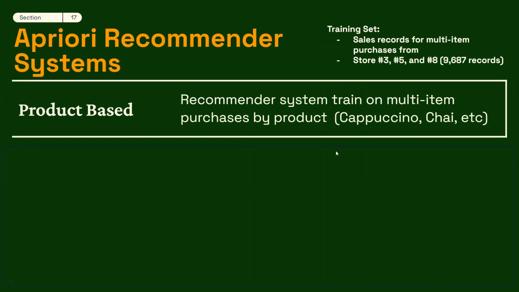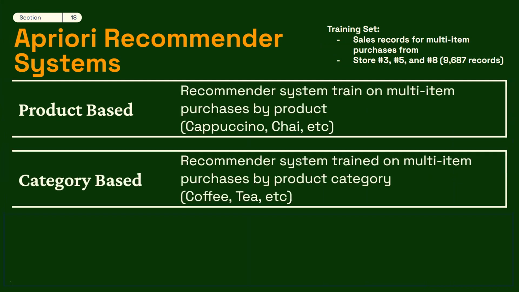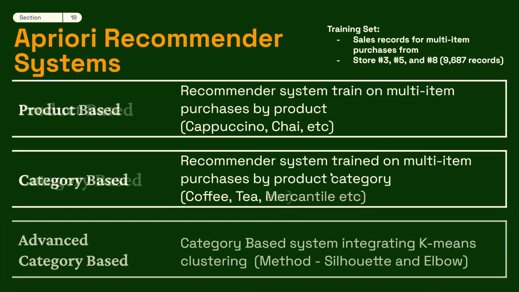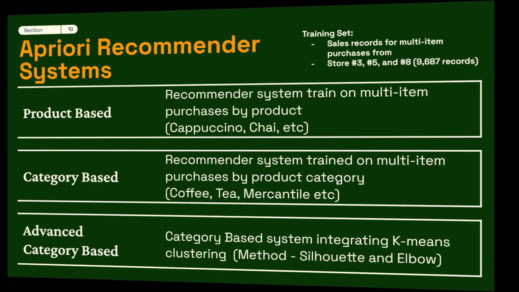The first one is product-based, which is based on the records of products we have. Then we categorize these products into categories and use that to run another model. And then we use advanced category-based, because we integrated k-means clustering into it.